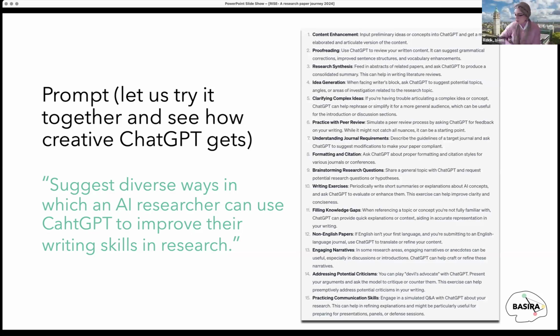I know that I spent maybe an hour and a half, about 2 hours on this. But when I prompted it after I prepared my material, I found all of these: content enhancement, proofreading, research synthesis, idea generation, clarifying complex ideas. So this is how you can use it to improve your writing skills and research as an AI researcher.